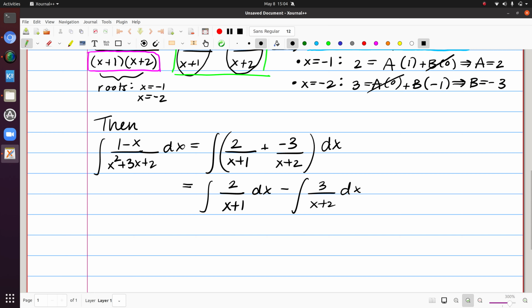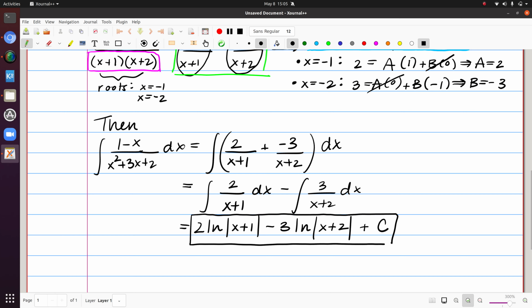Because these are linear factors, I can say that these are going to be multiples of natural log. So we get 2 natural log x plus 1 minus 3 natural log x plus 2. And of course, we would also get an integration constant because this is an indefinite integral. If you have a definite integral, there's really no problem here. Any bounds that you would have on the original integral would apply to both of these integrals you break up here. So that's the main thing to consider.